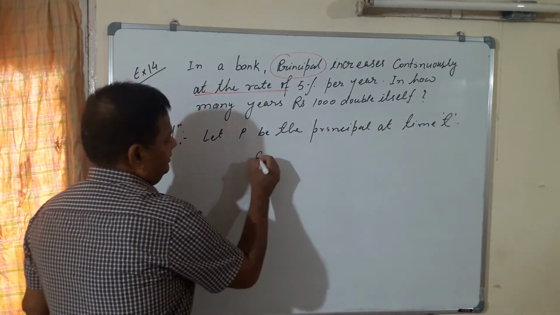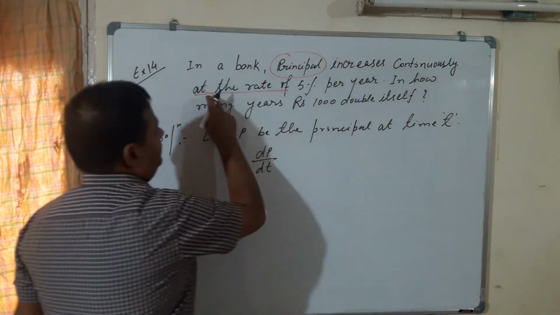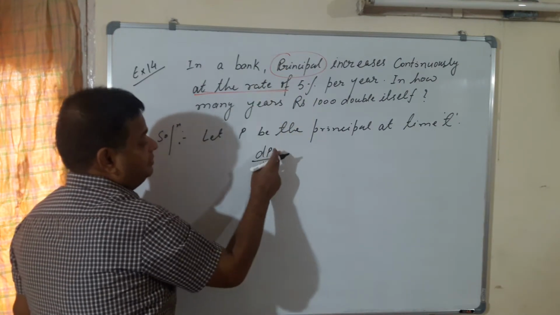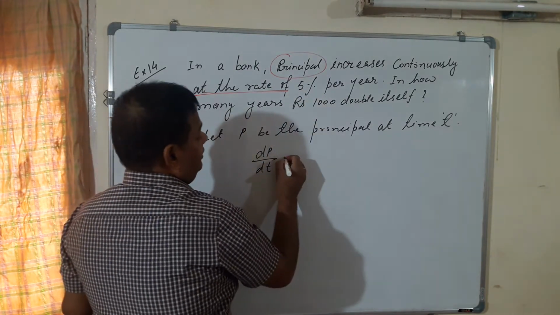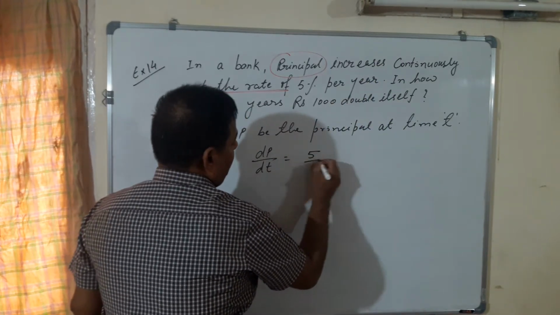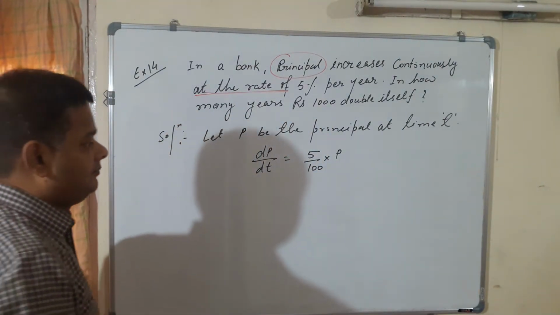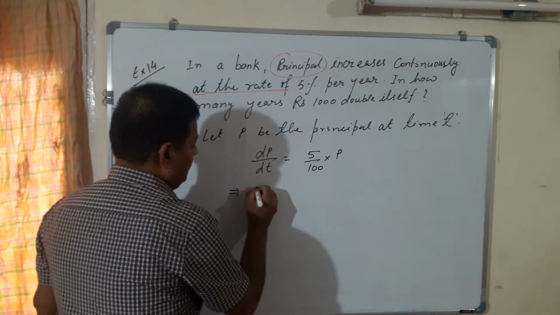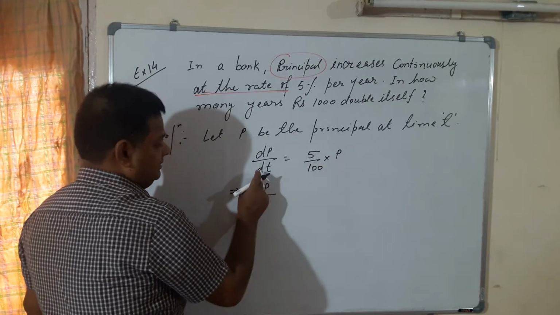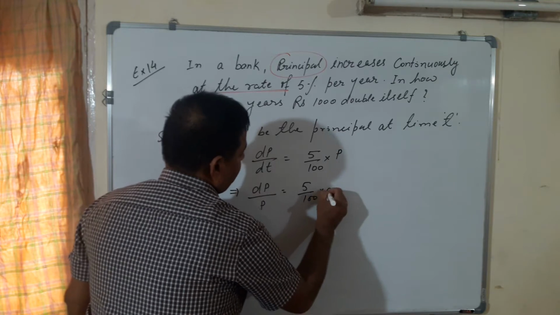So dP by dt, continuously increasing at the rate. Principal is increasing at the rate means dP by dt is equal to 5% per year. So 5% means 5 by 100 of a principal P. So now here we can write, separating, dP by P is equal to 5 by 100 into dt.